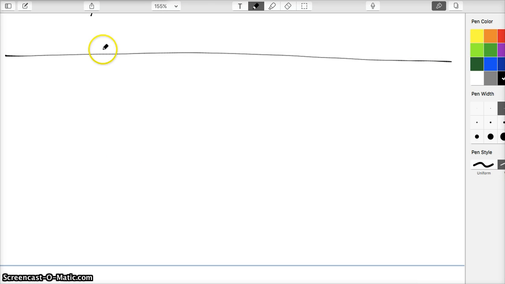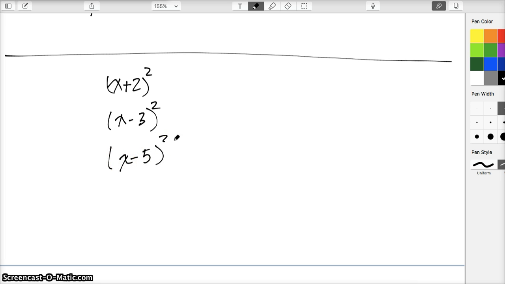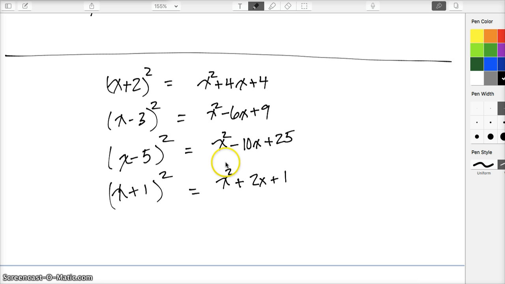Now I'm going to put this little interim idea. If you were to take, let's say, x plus 2 quantity squared, I'm going to take several binomial expressions and square them. Let's do x minus 5 quantity squared. How about an x plus 1 here? If I were to square and FOIL each of them out, I would get these trinomials, so three terms.